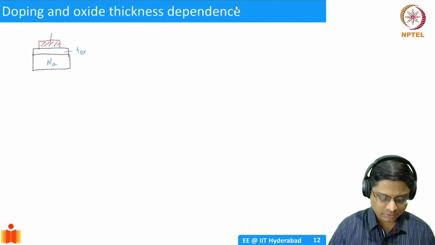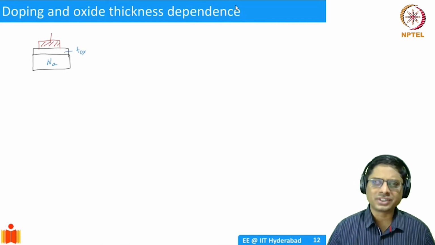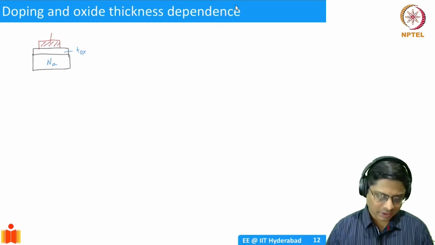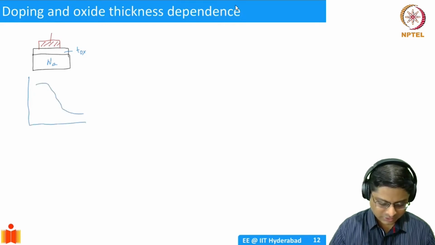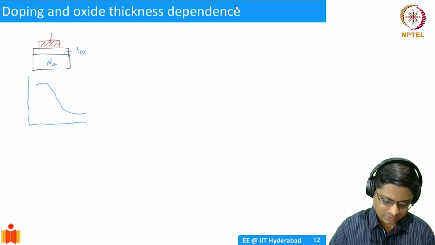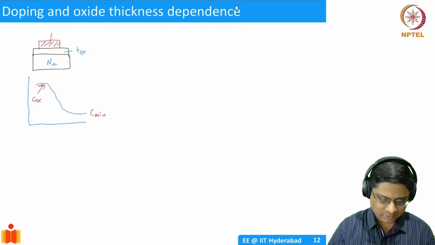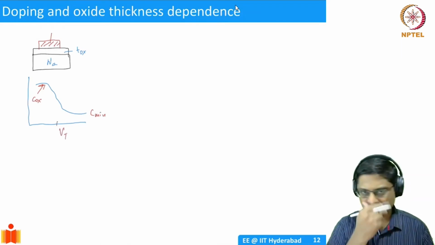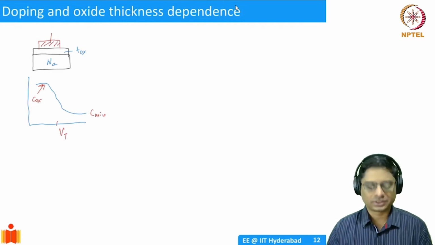This is my TOX. If you measure the CV of such a device, we discussed the circuit, how to do this. If you do that, what you end up getting is, let's say, a CV which looks like this. So you have this COX and this is Cmin, and of course this is your VT. These are the three main parameters in the CV, right? So how do these things behave?